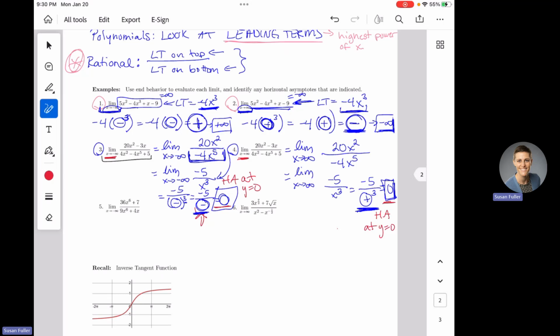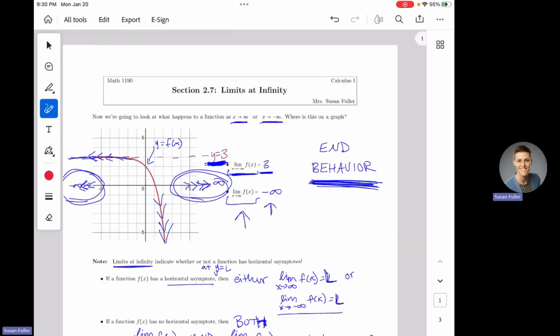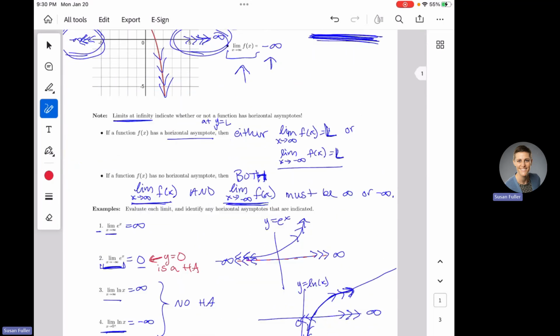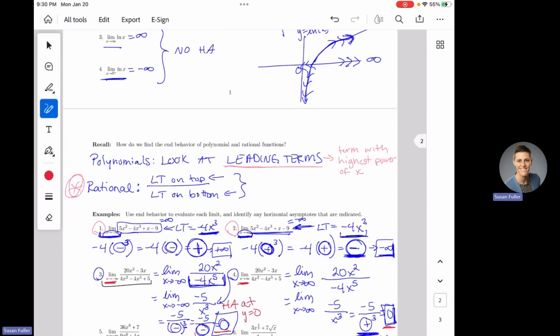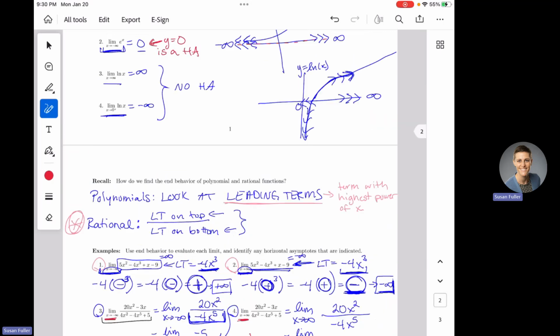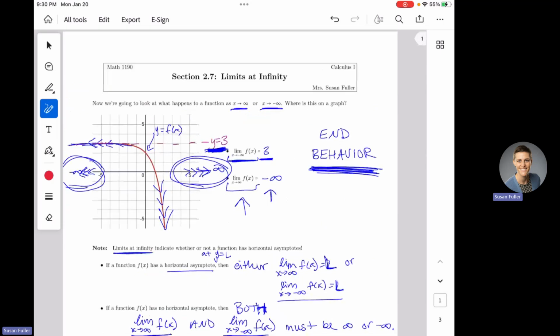Okay, so that will kind of get you started in section 2.7, which is limits at infinity. So you can go ahead and start 2.7 homework as well. You can start looking at limits as x goes to infinity of polynomials and rational functions. And you can still do your 2.6 homework. So give those a go. Let me know how those go.